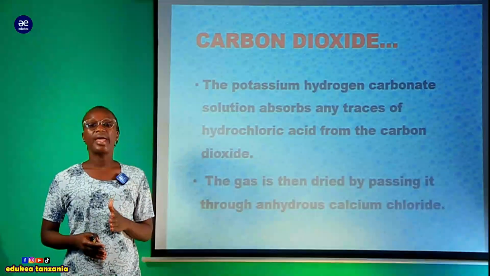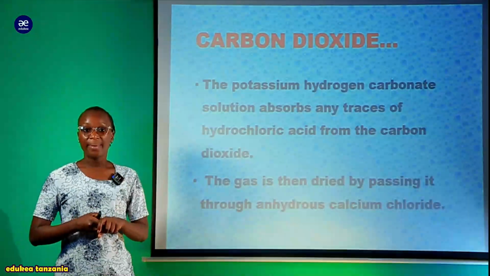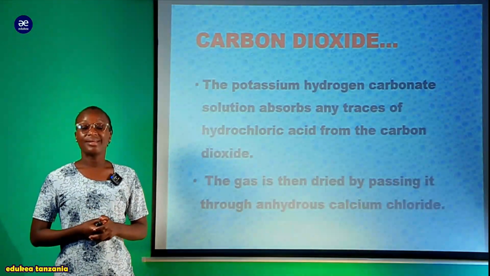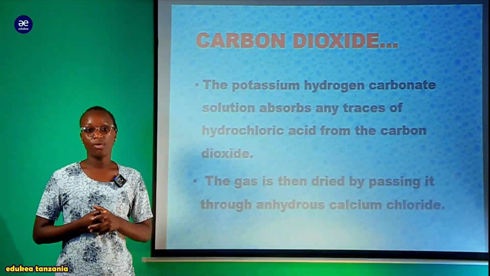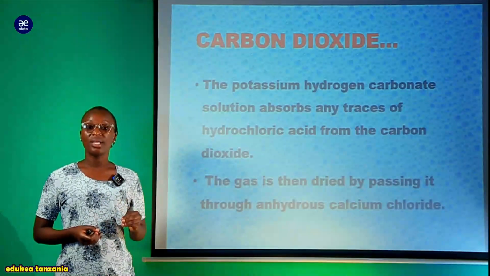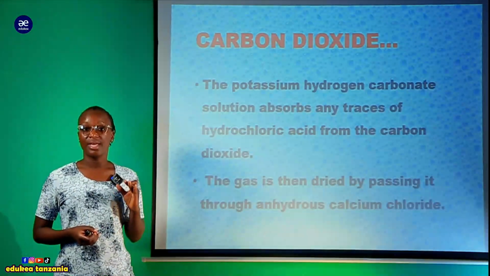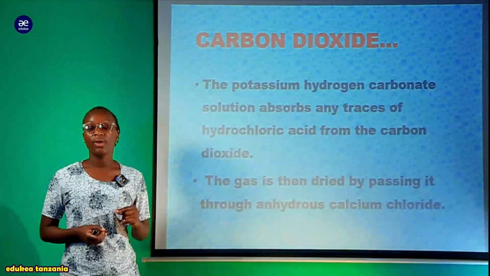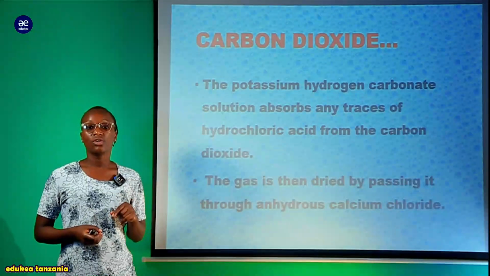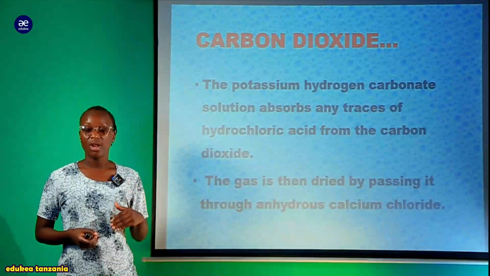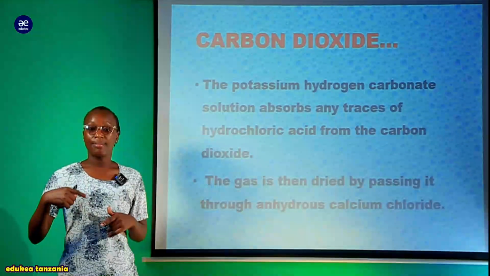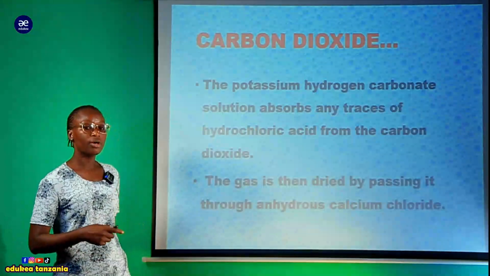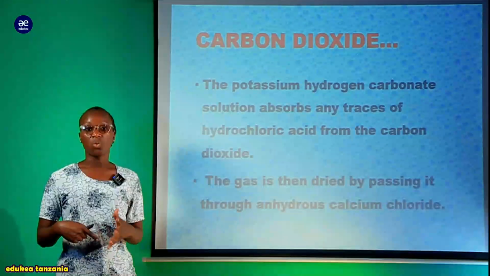So the purpose of the calcium chloride in the setup was to dry the carbon dioxide. First, carbon dioxide was washed of the hydrochloric acid; second, the calcium chloride itself does the drying. So it tends to dry the carbon dioxide gas before it is collected in the gas jar. That's why all those setups were involved.